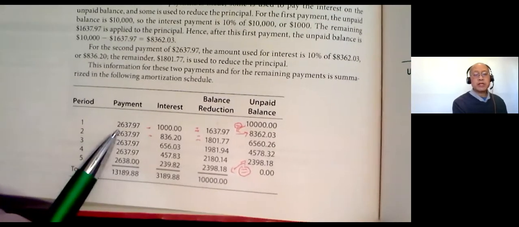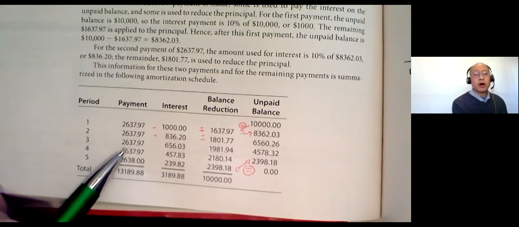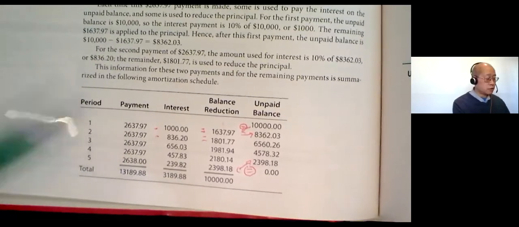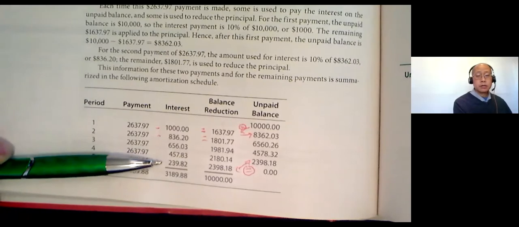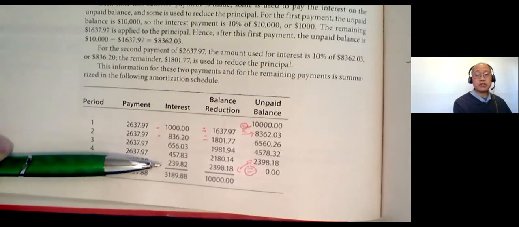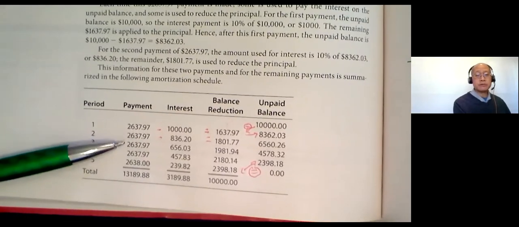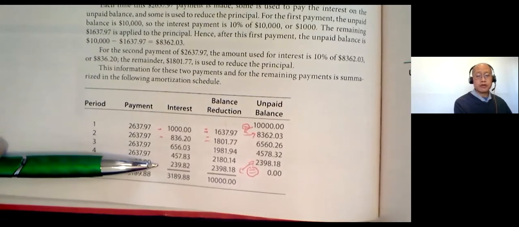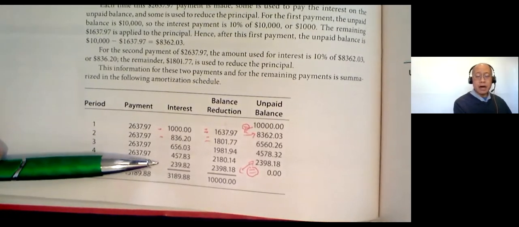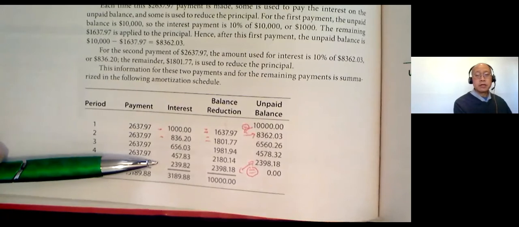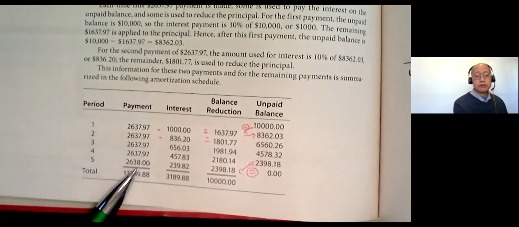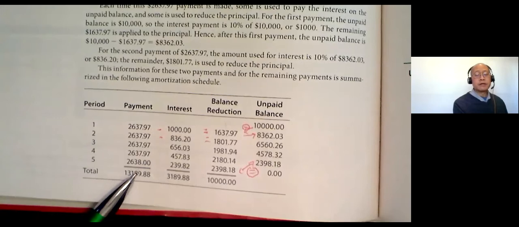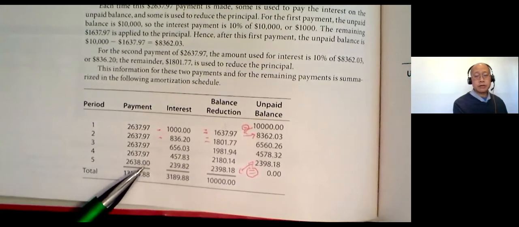You keep writing 2637.97 for all of them except the last one. So all but the last. Notice it's 2637.97, 2637.97. Same, but don't put it for the last one. It might be the same. It might be a little bit higher, which is true in this case, or it might be a little bit lower, in a case I'll show you later.